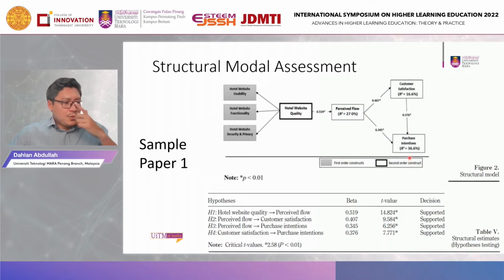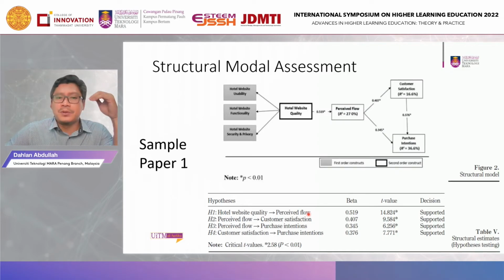Therefore, for students, if you want to read any paper reporting on a PLS-SEM result, because when you develop your own framework for your research project, normally when you have your framework, there will be an arrow, right? From one construct to another construct, one variable to another variable. And this arrow is represented by the hypothesis. For example, here, hotel website quality to perceived flow, there will be one arrow here. Meaning you want to say in your framework, hotel website quality has a relationship or an effect on perceived flow. So in this study, the hypothesis shows that hotel website quality has an influence on perceived flow.